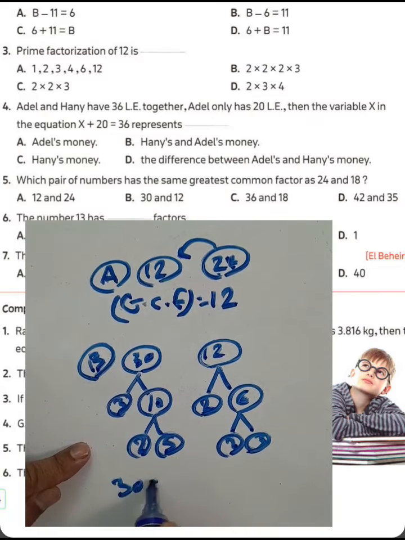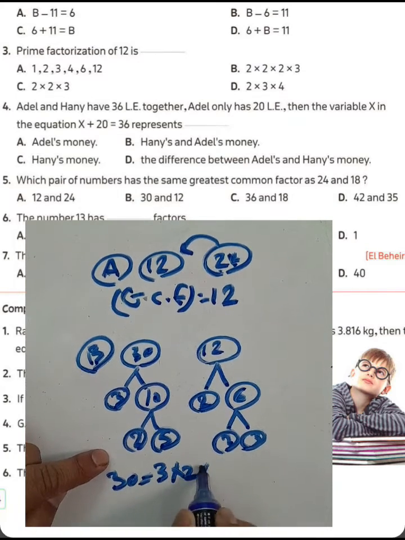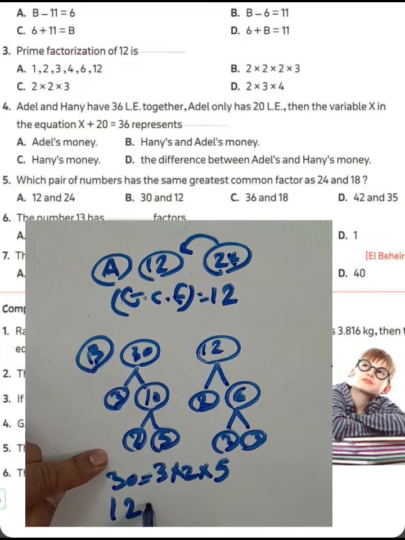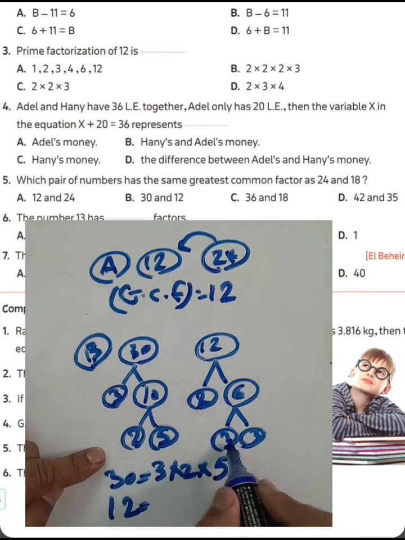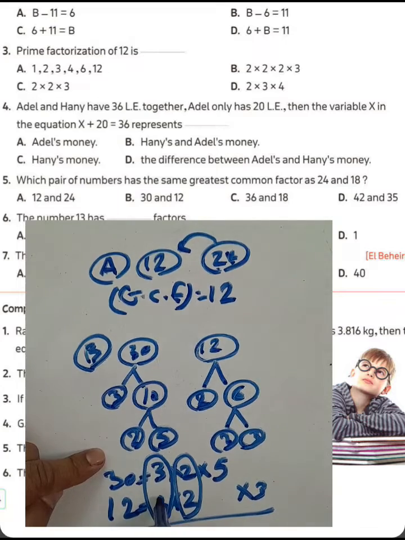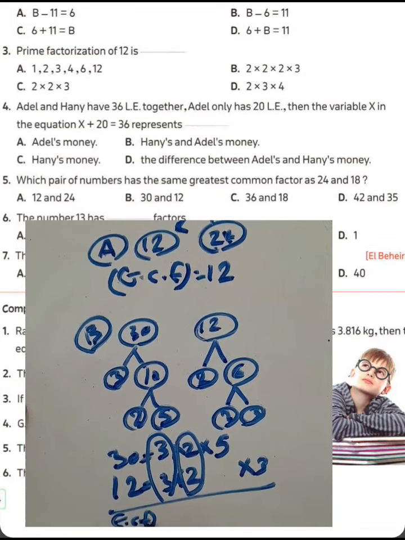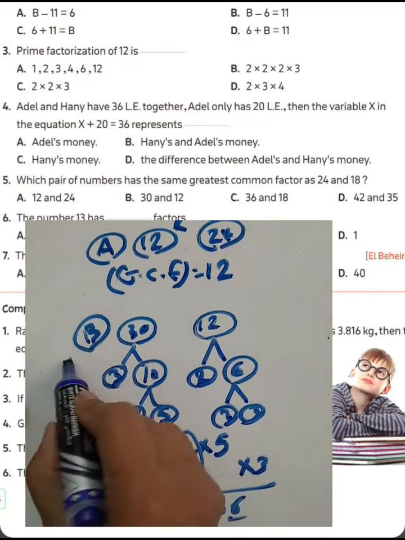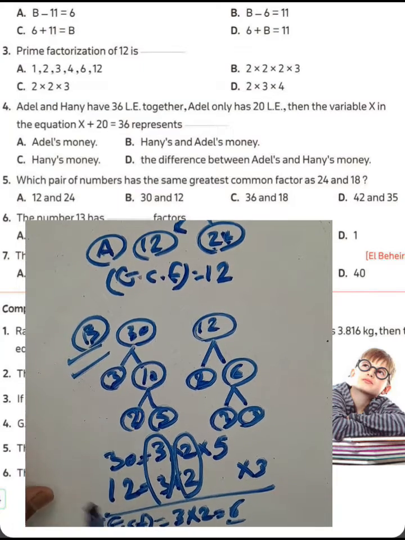Then we know 30 equals 3 times 2 times 5. And 12 equals 2 times 2 times 3. Okay, write 2 here and 3 and 3. And then draw the closed curve to find the greatest common factor between the two numbers. 3 times 2 will be what? 6. So you must choose letter B for question number 5.